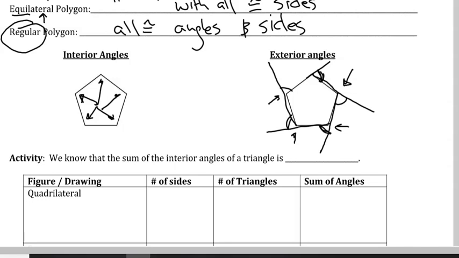All right? So what we're going to do is we already know that if you have a triangle, the sum of the interior angles is 180 degrees.